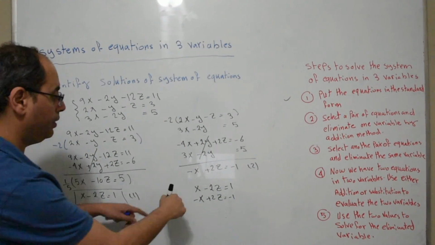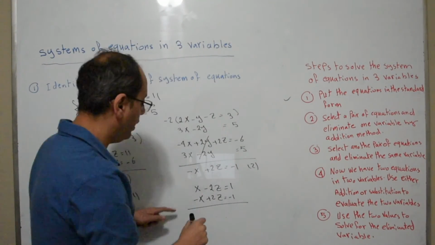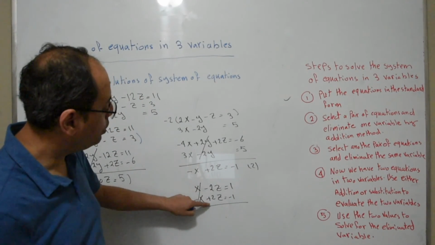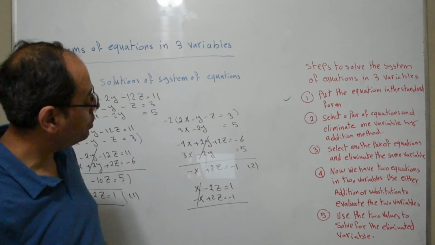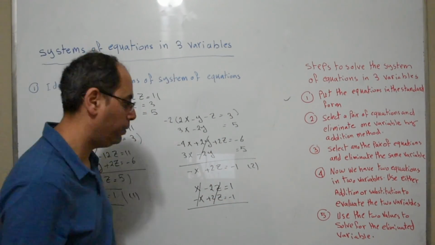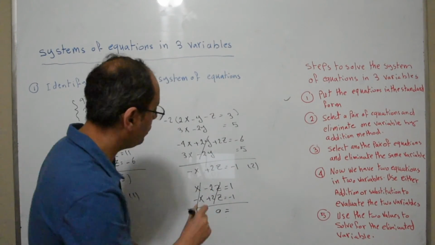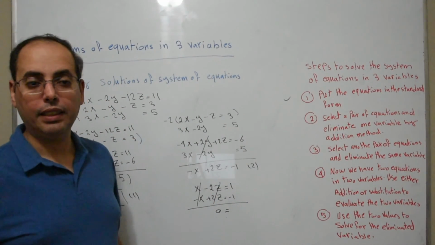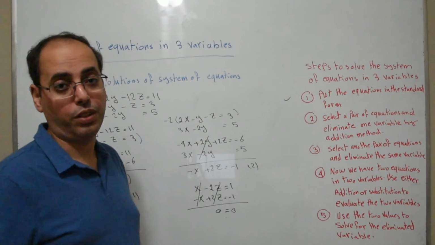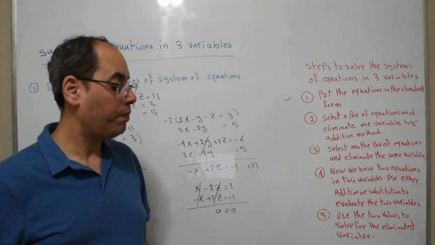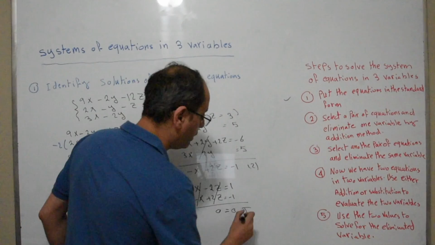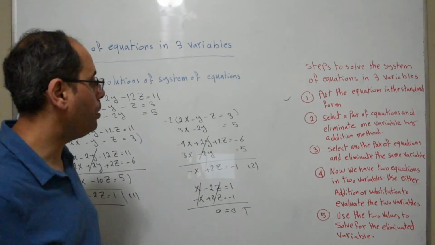Let's add. X and negative x cancel out. I have 0. Negative 2z plus 2z, oh, I have 0. So what about the other side? 1 minus 1 is 0. So I got this one, 0 equals 0. So what should I do? In this case, this statement is true. Therefore, I have infinitely many solutions.